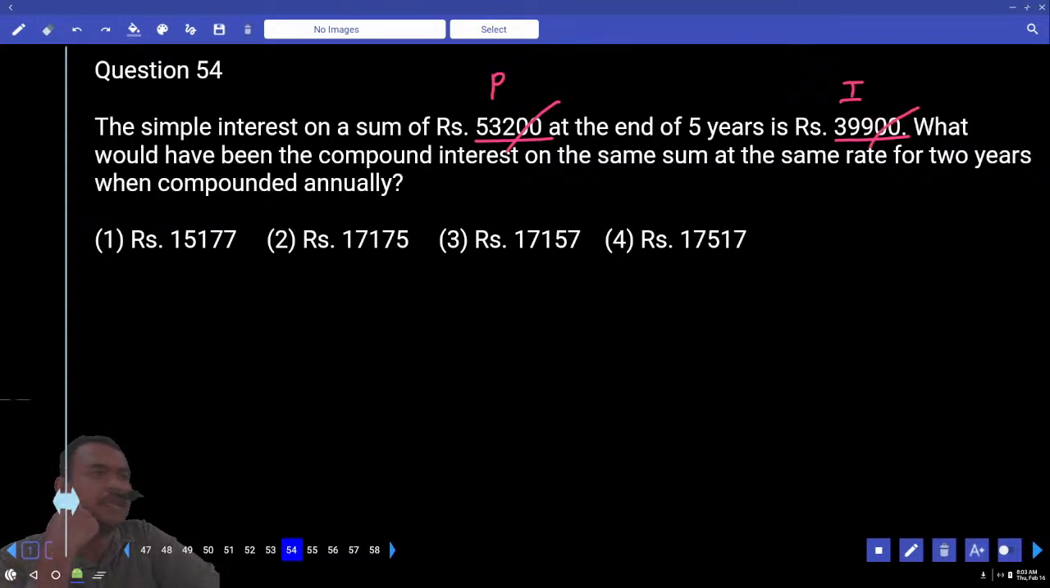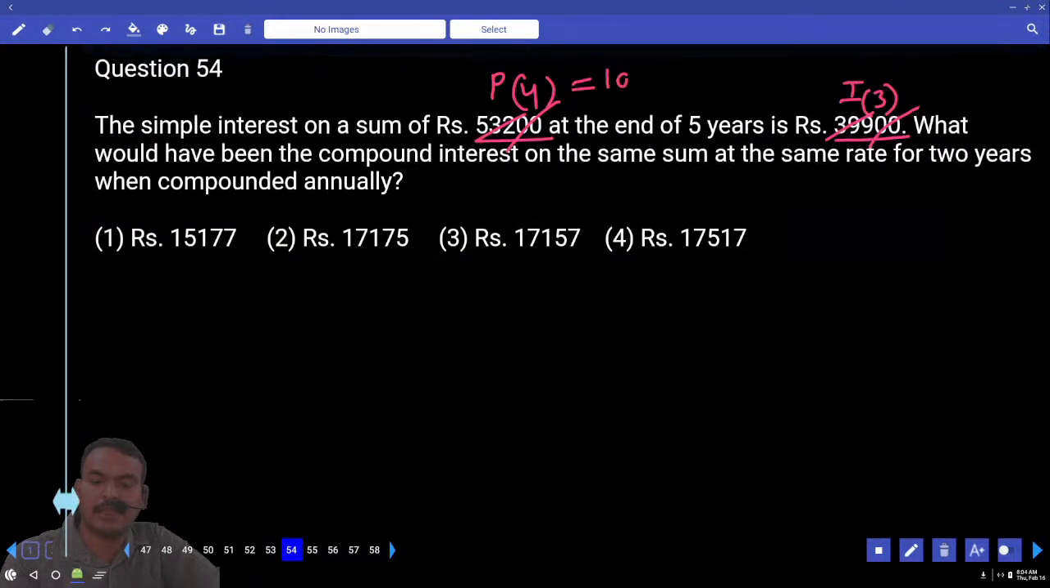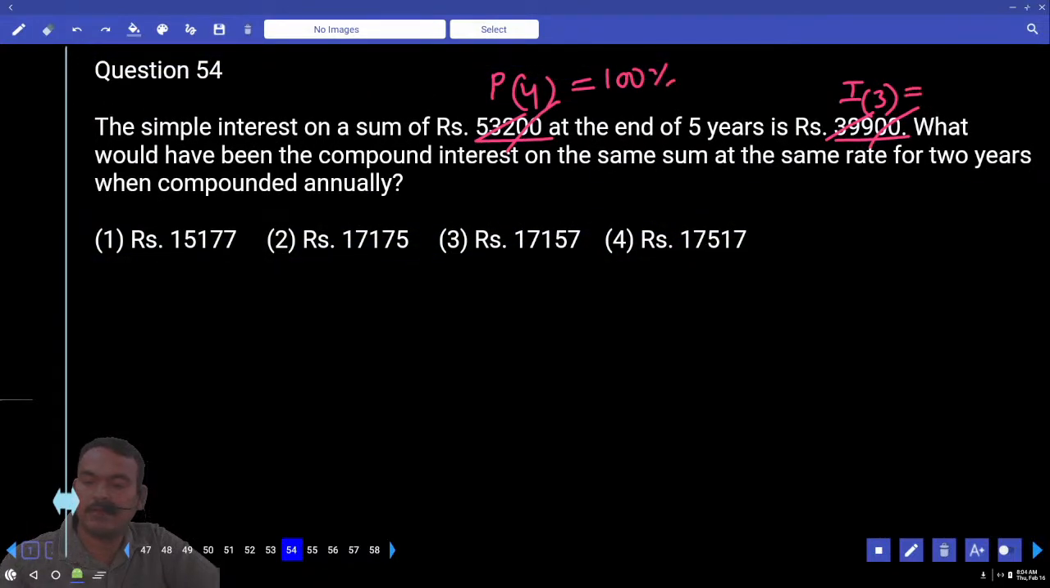What is the ratio? 532 and 399. What is the difference between 532 and 399? 133. 133 times 3 is 399, and 133 times 4 is 532. That means the principal is 4 parts and the interest is 3 parts. Suppose I consider the principal as 100%, then the interest value is 75%. The principal and interest ratio is 4:3. 4 parts are 100%, then 3 parts are 75%.